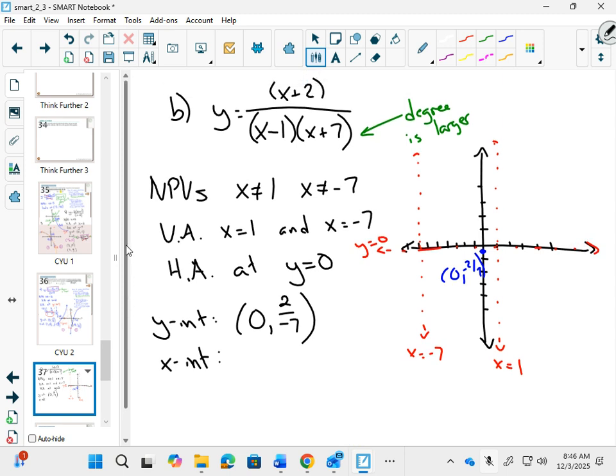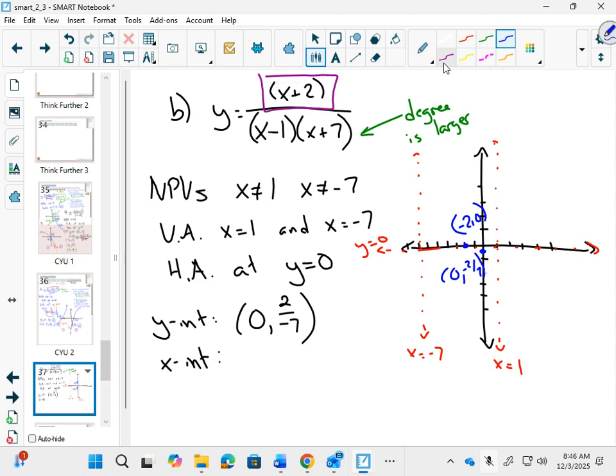X-intercepts. If you plugged in 0 for y, take a look at your numerator. Could your numerator ever equal 0? Yes, at negative 2. And this feels wrong. I know it feels wrong, because that point is on that asymptote.